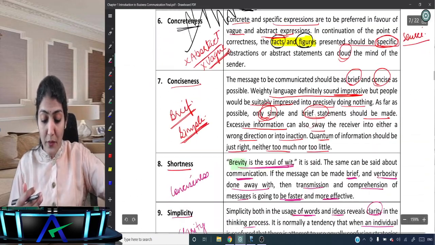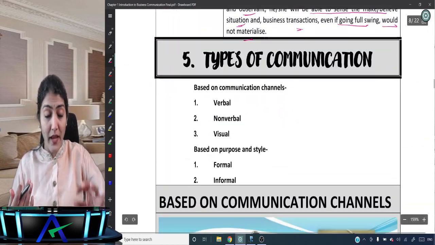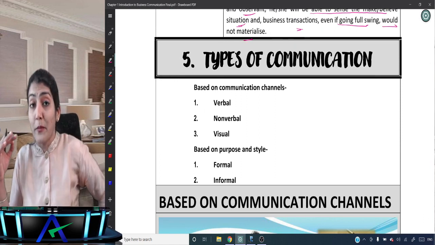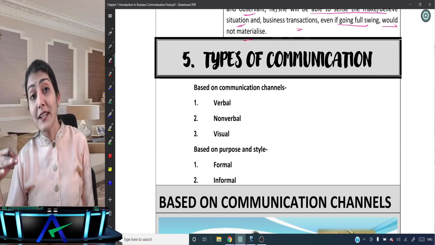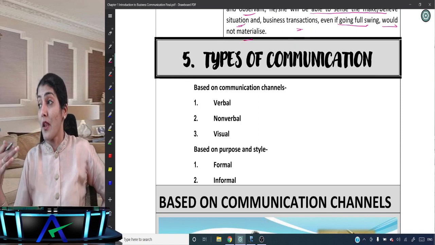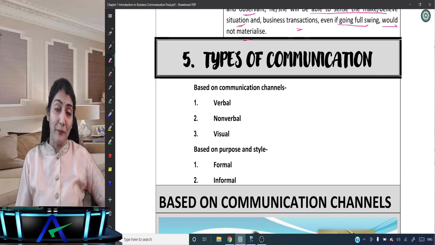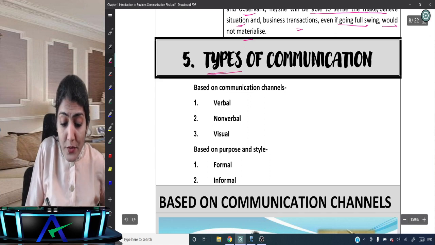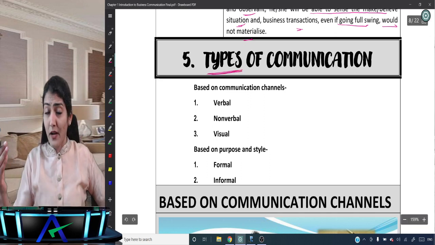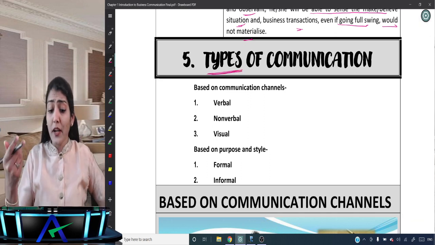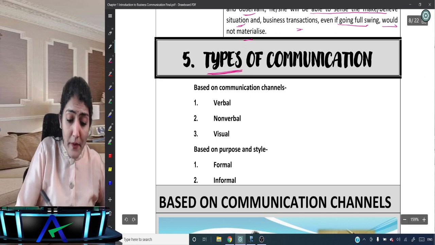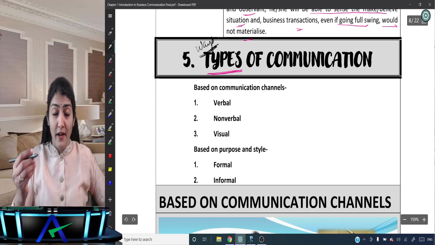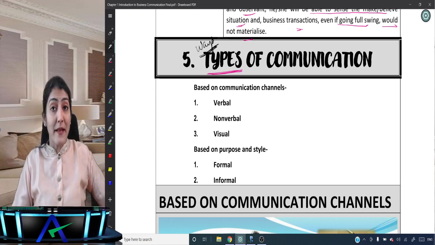So we've just covered one more topic, the question regarding the principles of effective communication. Now we come to the types of communication. So far we've assumed any form, any situation of communication, but now we are going to look into the types of communication. What are the different ways in which the sender could be communicating with the receiver, how he could be transmitting the message?